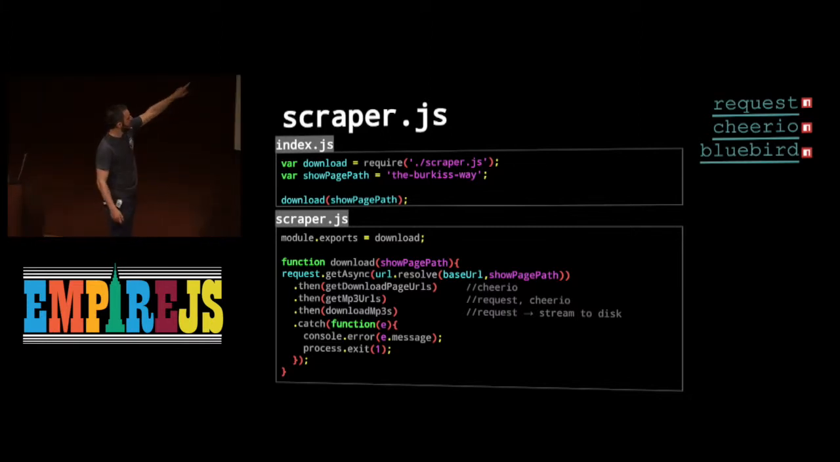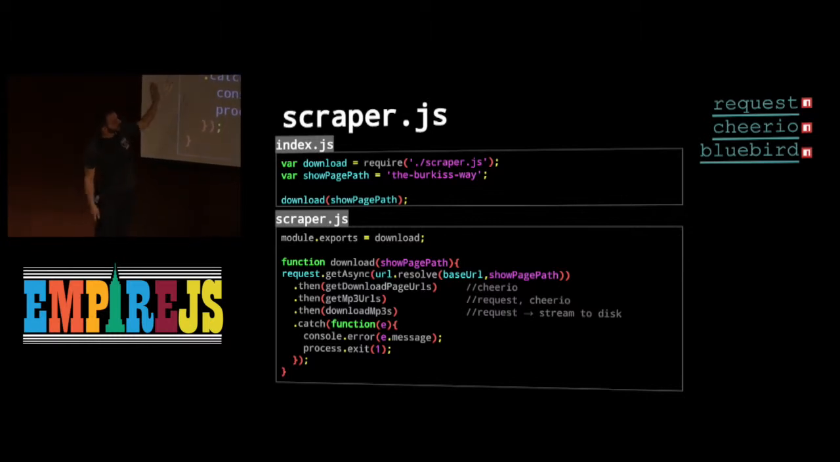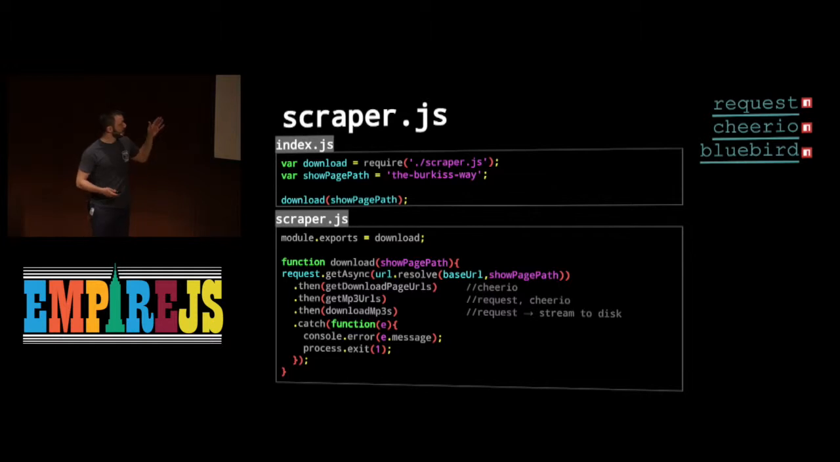So we have then get the MP3 URLs. We send a request to the detail page and use Cheerio to parse that and pull the MP3 URLs out. Then for each of those, we download the MP3s, and then we take that list and we send it down to those MP3s, which downloads them one by one. And index, etc. Let's see how it looks.